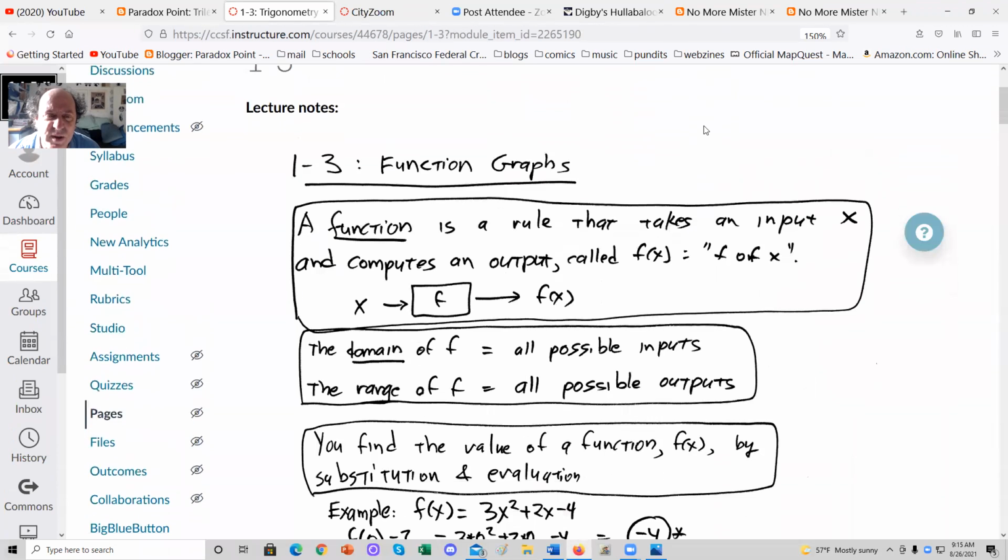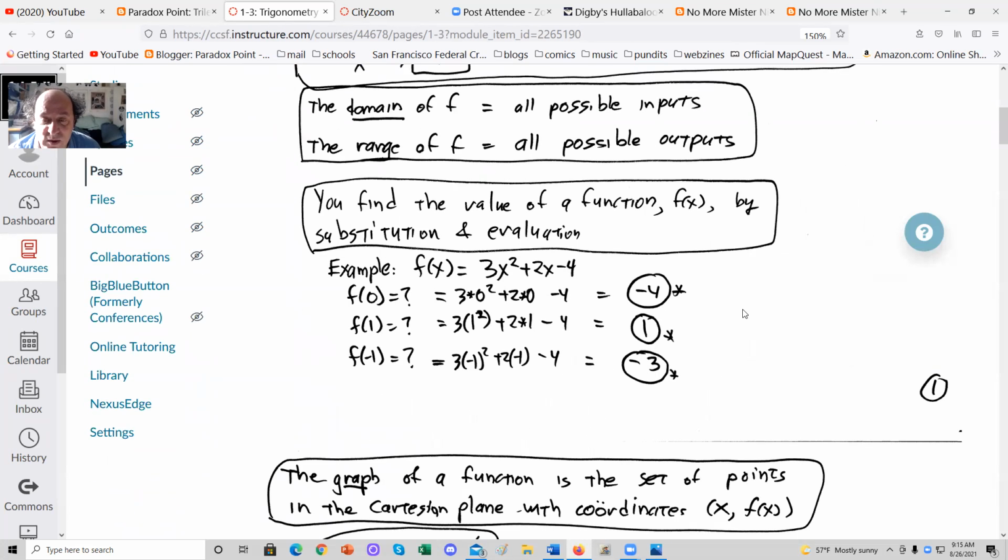All right, for today, Section 1.3, talking about graphs of functions. Well, first, you define a function as a rule, generally called f, which takes an input x and yields an output f of x. A calculator is basically a box full of functions. The domain of f is the set of all possible inputs. The range of f is the set of all possible outputs. You find the value by substitution and evaluation.